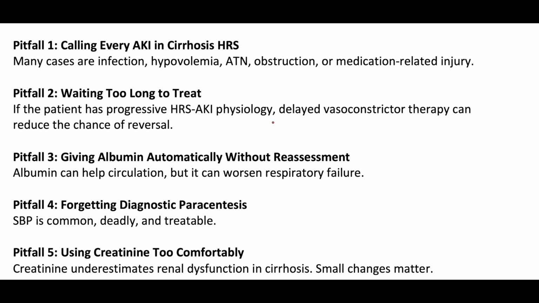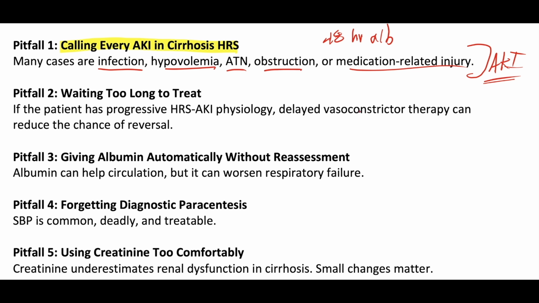Pitfall 1, calling every acute kidney injury in cirrhosis HRS. This is so tempting, right? You have a patient with decompensated cirrhosis, they have an AKI. HRS, we have these medications to start: midodrine or norepinephrine or terlipressin, octreotide, albumin, and we're like, yeah, HRS, but most of them are not, right? Many cases are sepsis related, hypovolemia related, ATN, obstruction, all those kind of normal AKI things. So you really got to thoughtfully rule that stuff out. And again, in many cases, do a 48-hour albumin challenge before you commit to HRS.